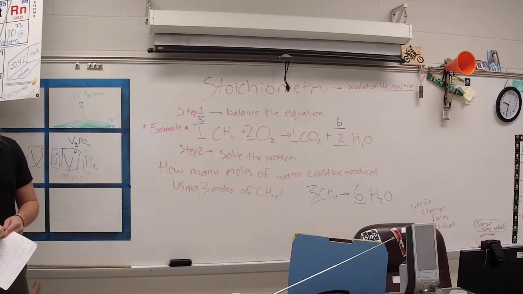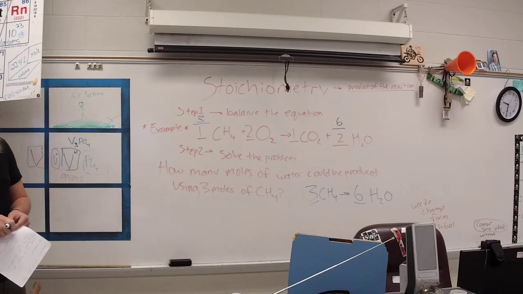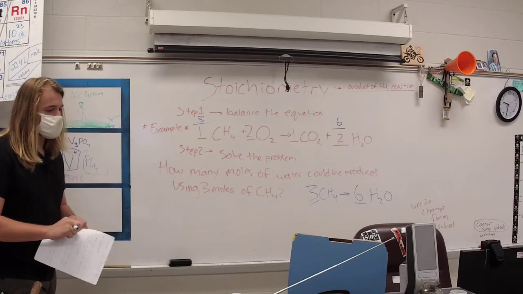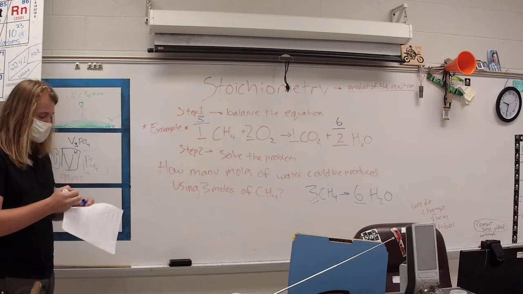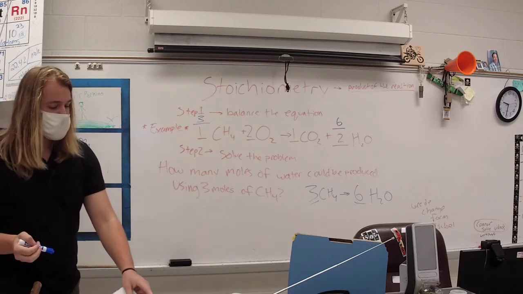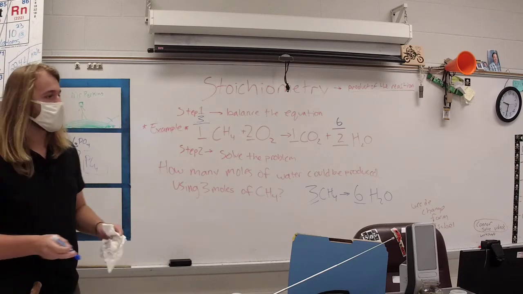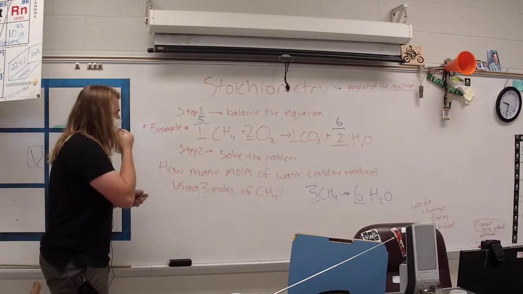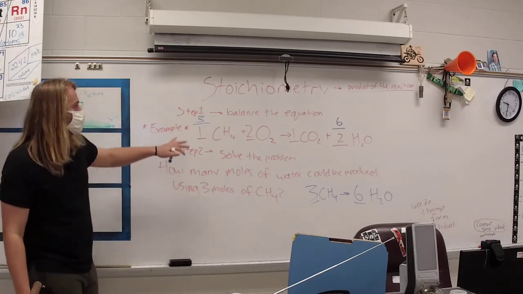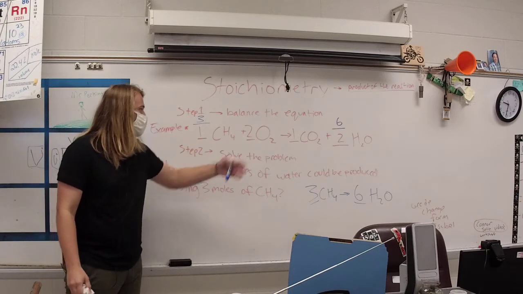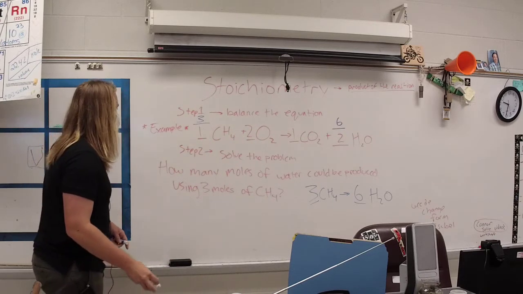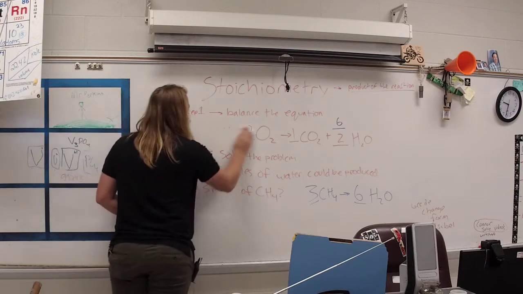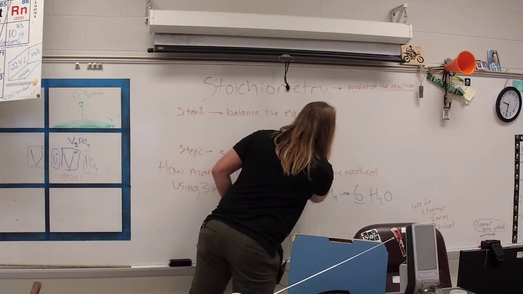Does that make sense? You guys see that right there? 3CH4 gives us 6H2O. That's very basic, the beginning of stoichiometry. We just want to use the moles to calculate the other moles. You use the moles to find the product of the reaction. Let's do one more example, and then I'll pass out a worksheet that we can all do together. All right.